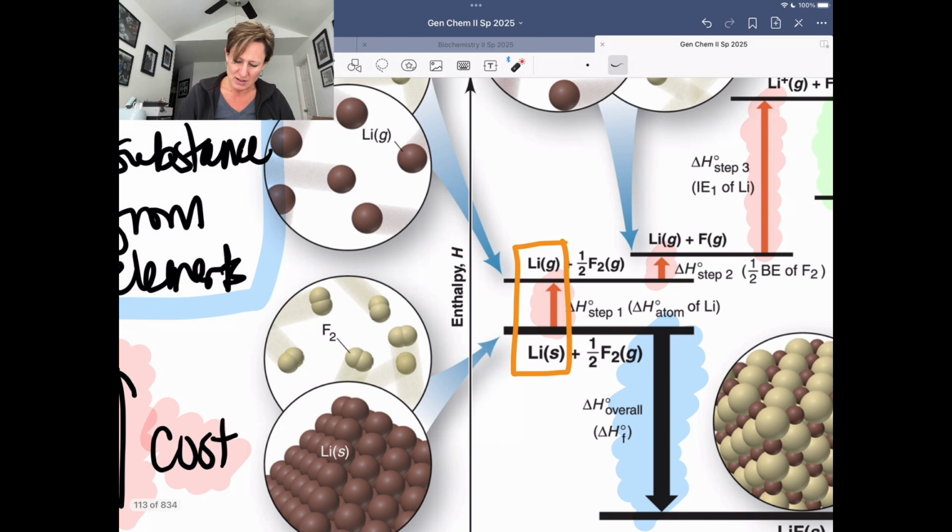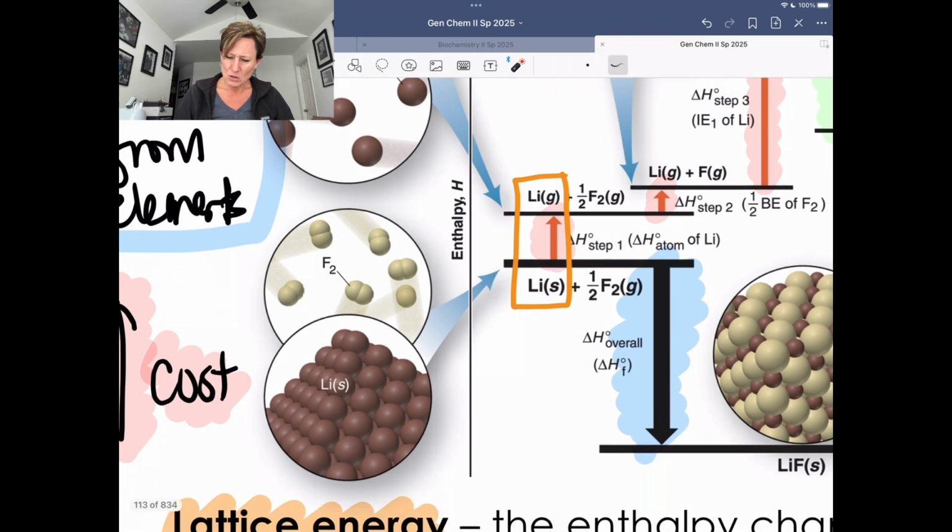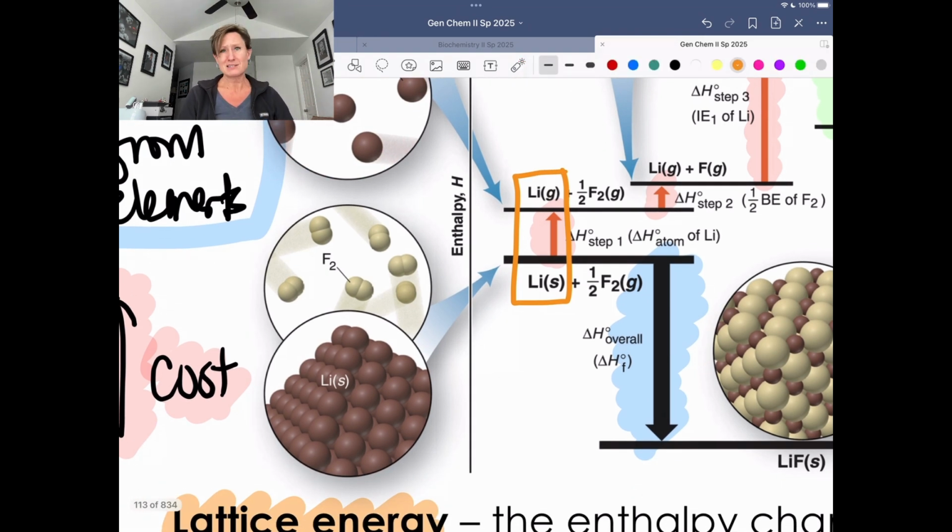Look at my picture here. Here's solid lithium, all of those atoms hanging out together. And now I separate them and I put them in the gas phase. So what do you need to know from this? Well, that doesn't sound like a process that would give me energy. It sounds like it takes energy. And we're going to define all of these pieces. This is the atomization of lithium. That's what's happening at this step.